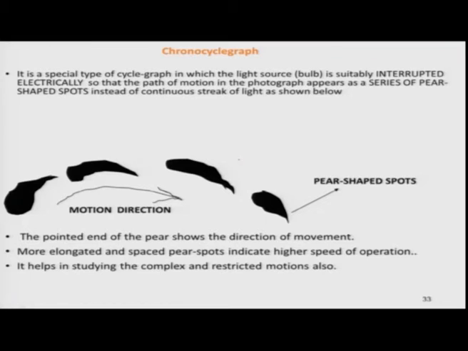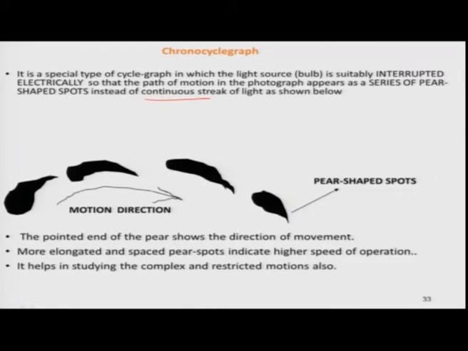Second one is the chronocyclograph. It is a special type of cyclograph in which the light source bulb is suitably interrupted electrically, so that the path of the motion in the photograph appears as a series of pear shaped spots instead of a continuous streak of light as shown below. Here this is different from the cyclograph. Here what you are doing is making a shadow of light, you are using the shadow concept.